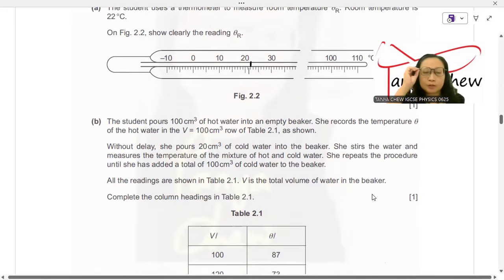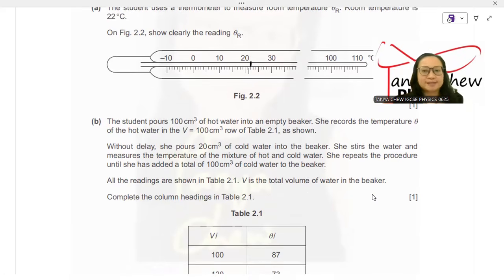Now, B, the student pours 100 cm cube of hot water into an empty beaker. She records the temperature theta of the hot water in the V equal to 100 cm cube row of table 2.1 as shown. Without delay, she pours 20 cm cube of cold water into the beaker. She stirs the water and measures the temperature of the mixture of hot and cold water. She repeats the procedure until she has added a total of 100 cm cube of cold water into the beaker. All the readings are shown in table 2.1. V is the total volume of the water in the beaker.